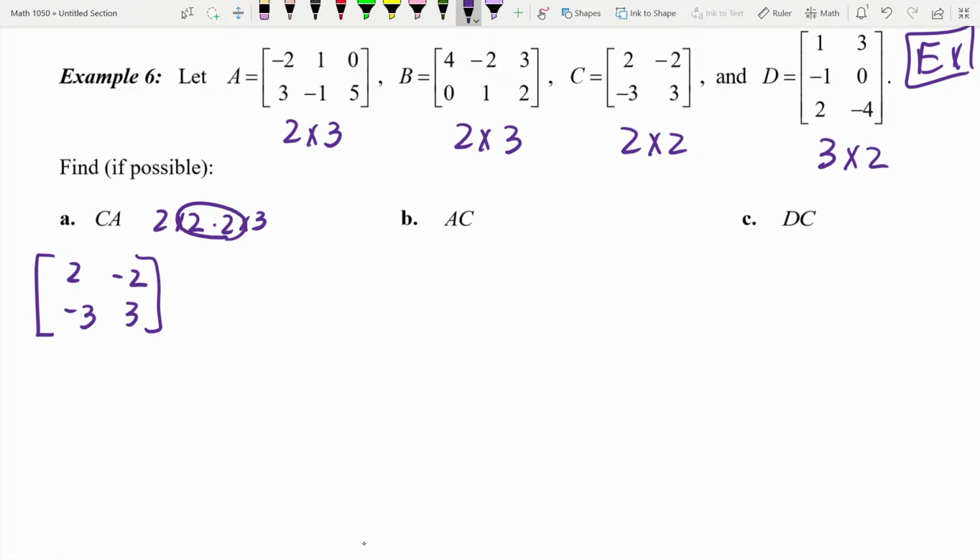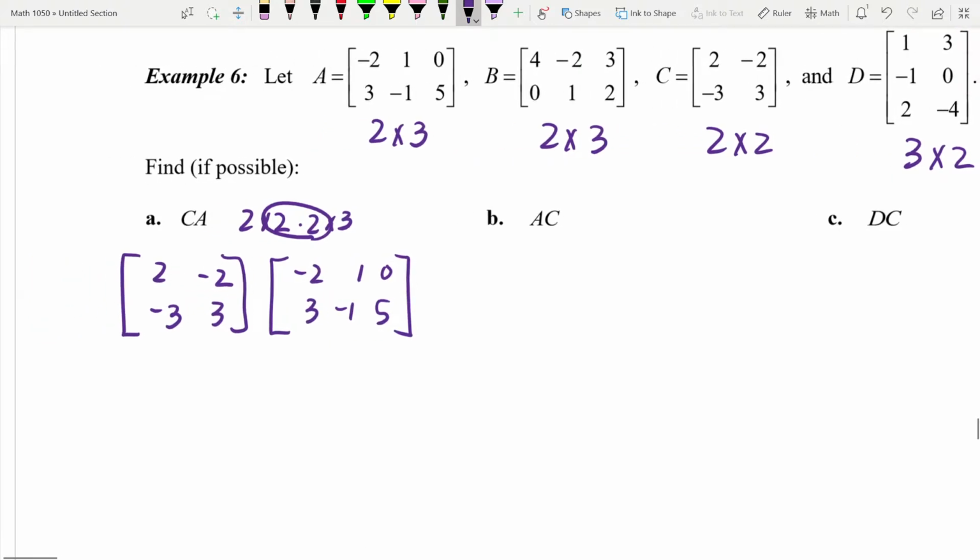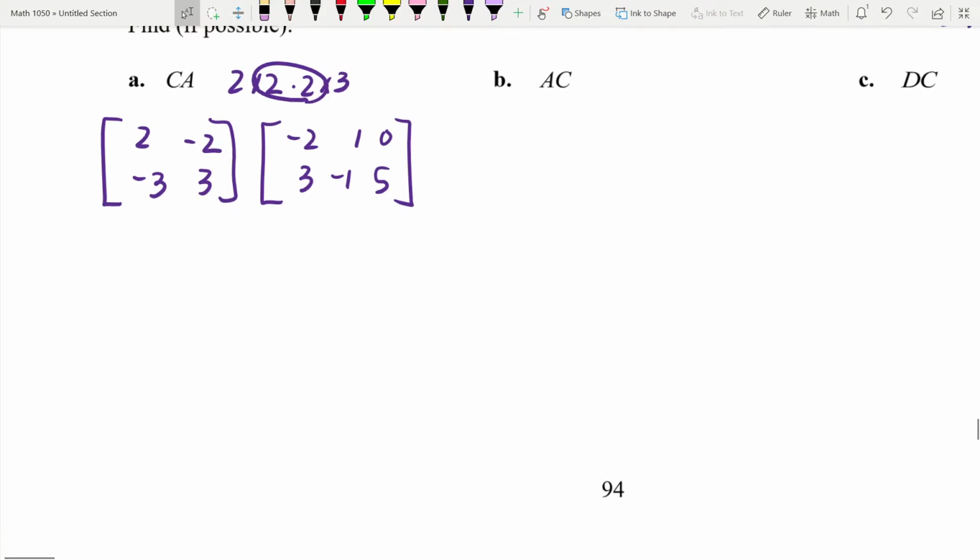So matrix A is negative 2, 1, 0, and then 3, negative 1, 5. Okay, now I want you to watch what I do when I do this problem. I know my answer is going to be a 2 by 3. So I'm going to set myself up right here to write my answer. And I do this. I know I'm going to have a row there and a row there. 2 rows. And I know I'm going to have 3 columns. Column, column, column. Those little marks are not necessary. I always do them so that I don't get confused how many rows and columns are in my answer.